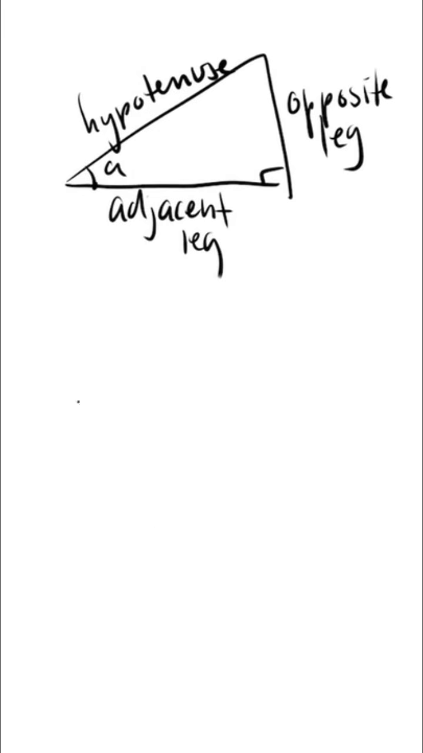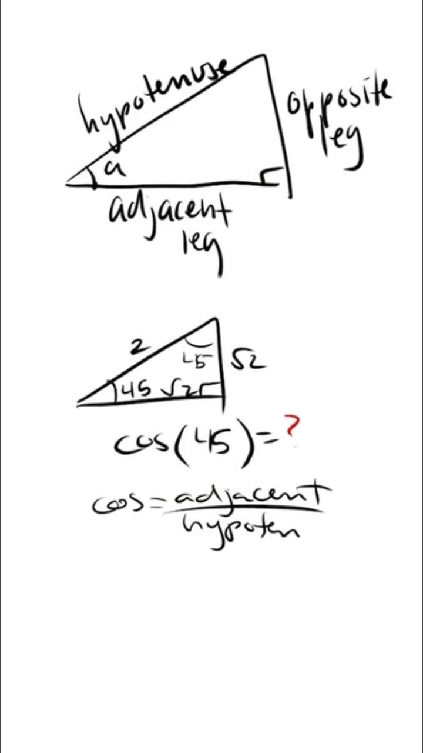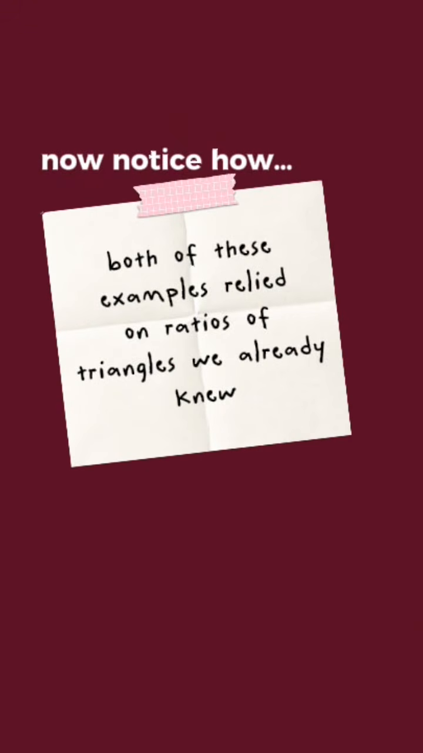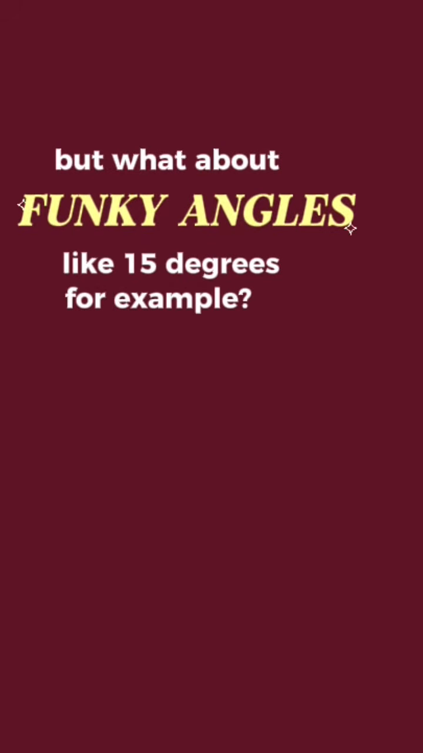Now, if we have a 45, 45, 90 triangle, what about cosine 45 degrees? The ratio of a 45, 45, 90 triangle is square root 2, square root 2, 2, and since cosine is adjacent divided by hypotenuse, our answer would be square root 2 divided by 2. Now notice how both of these examples relied on ratios from triangles that we already know. But what about funky angles like 15 degrees, for example? Well, that's what we'll go over in the next video.